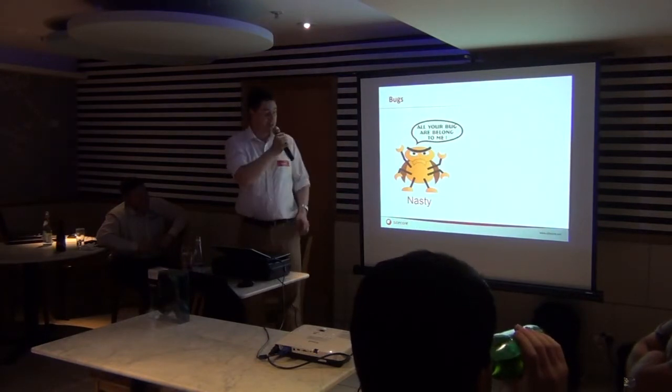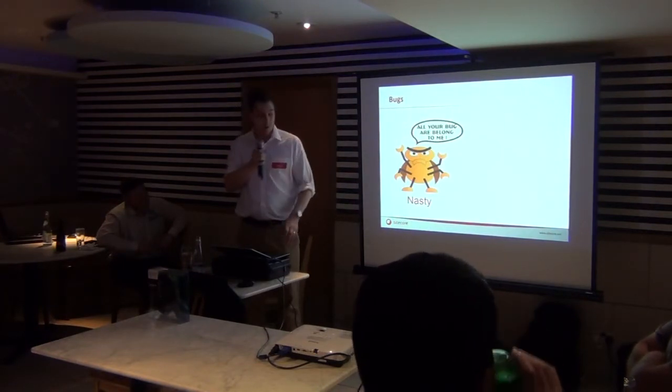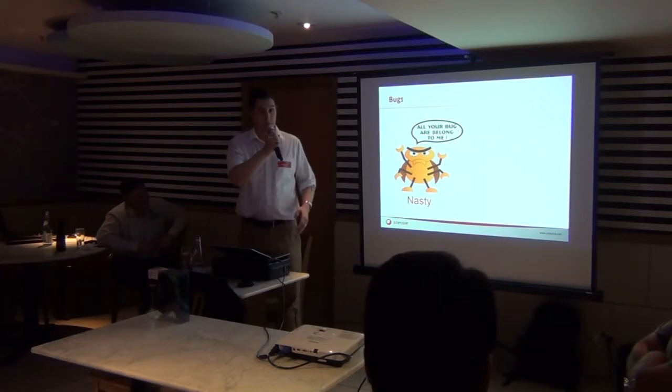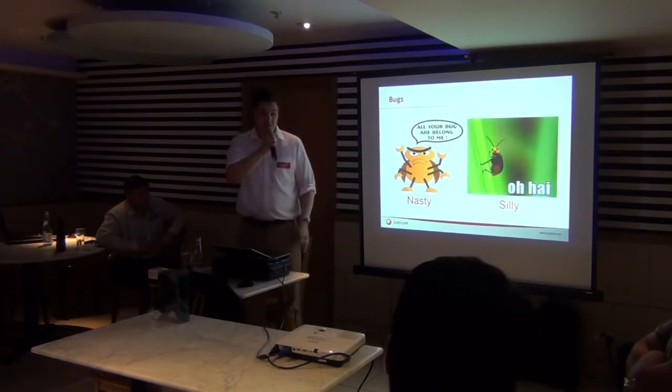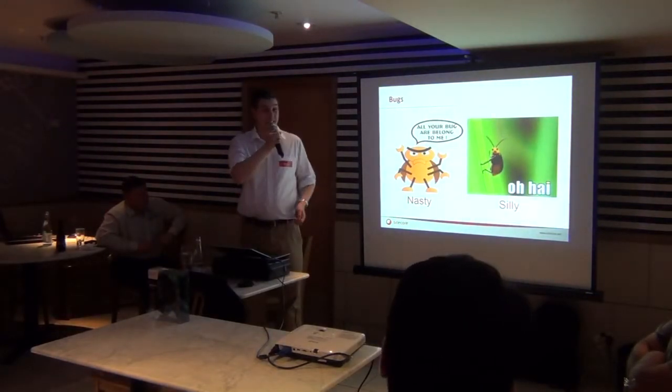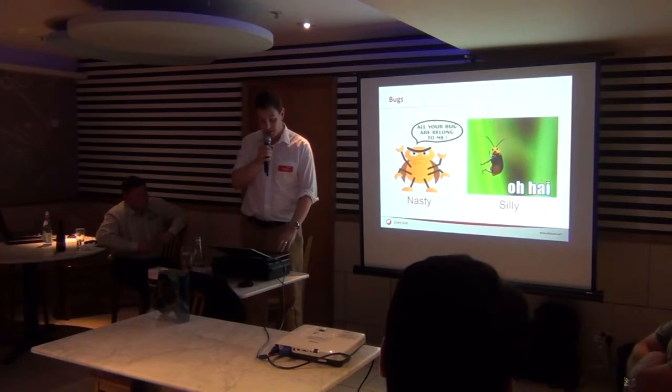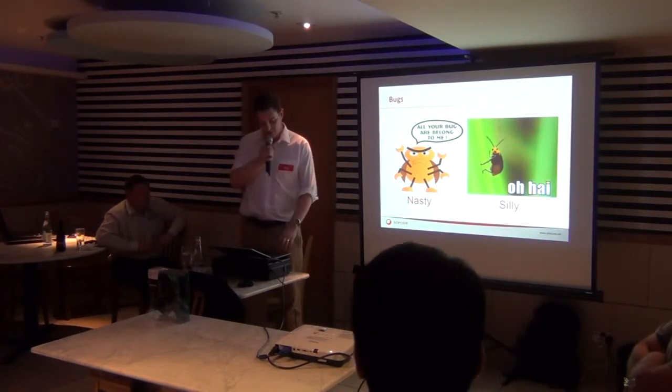Okay, so continuous integration helps us catch bugs. Now, we're not always going to be able to eliminate the nasty bugs, they're always going to be there. But what continuous integration can do is help us get rid of the silly bugs. These shouldn't get any further than the developer. So things like broken null checks, really, really basic stuff.